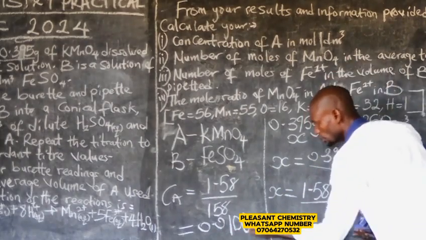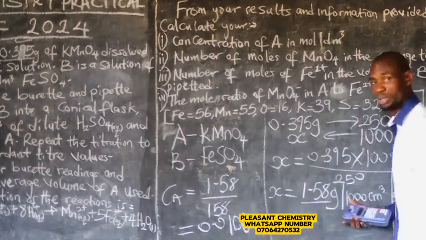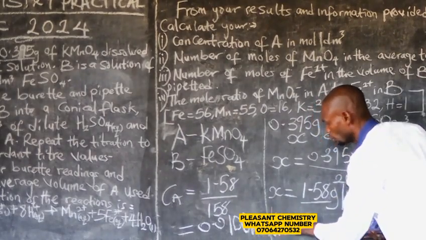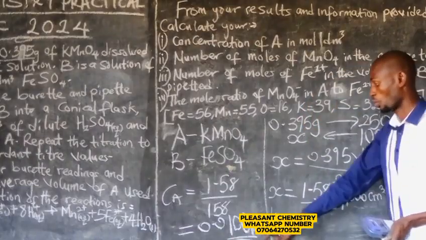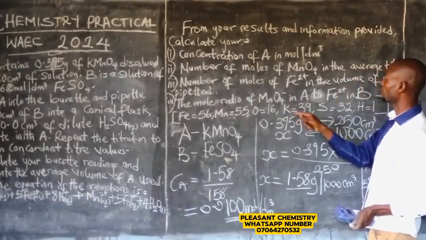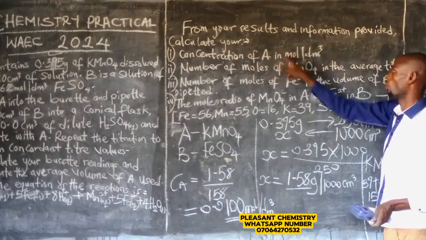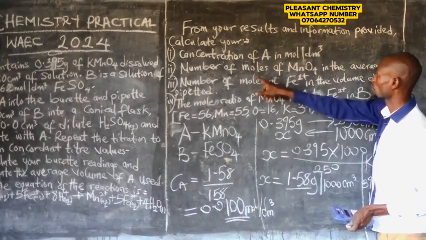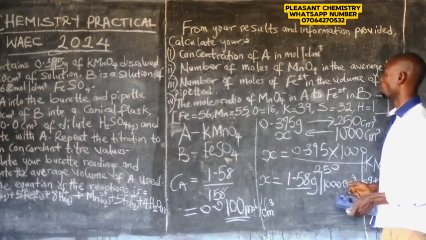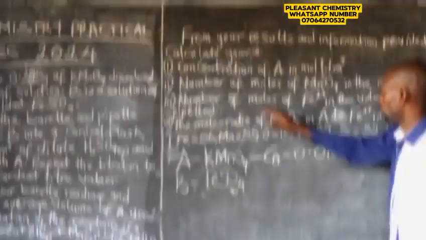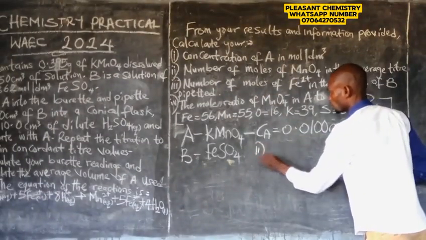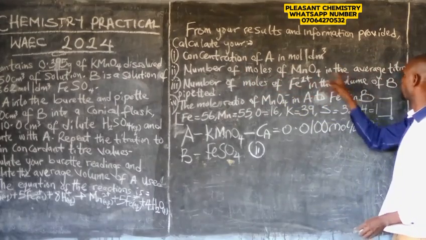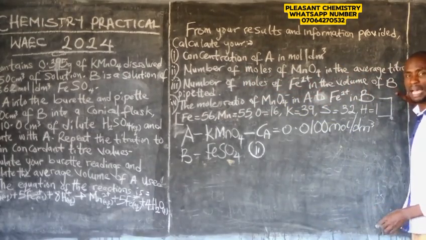And don't forget, the unit of molarity is what? Mole per dm cube. Don't forget to put the correct unit. So we have calculated our concentration of A in mole per dm cube. The next one is to calculate what? Number of moles of MnO4, Roman figure 2 now. We have to calculate the number of moles of MnO4 in the average titer.